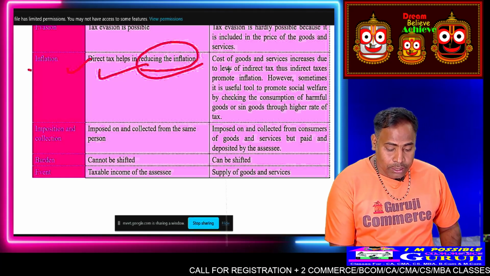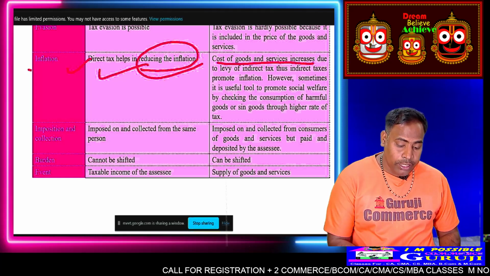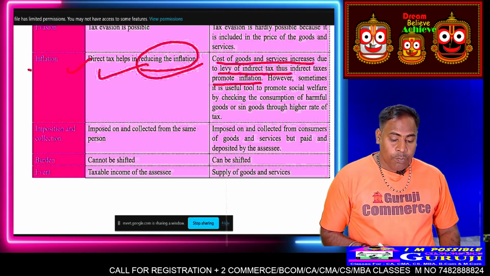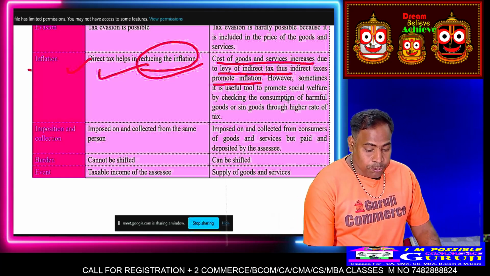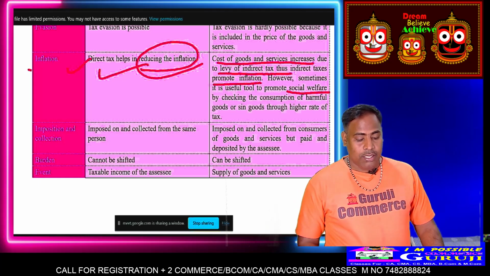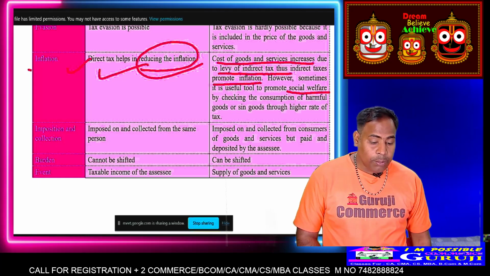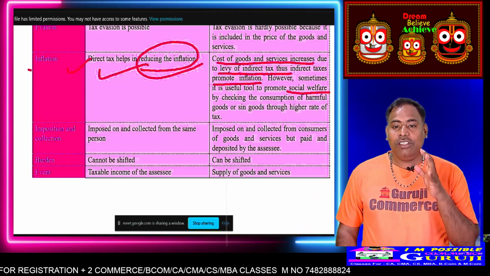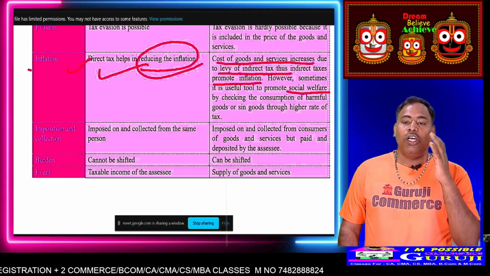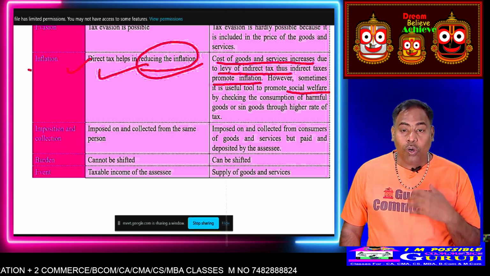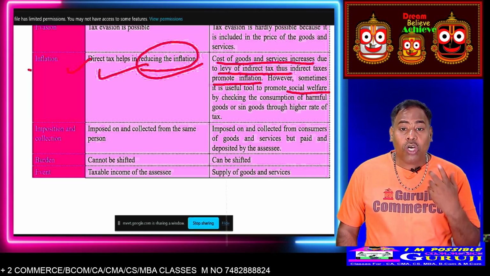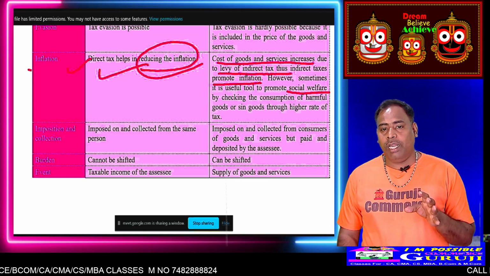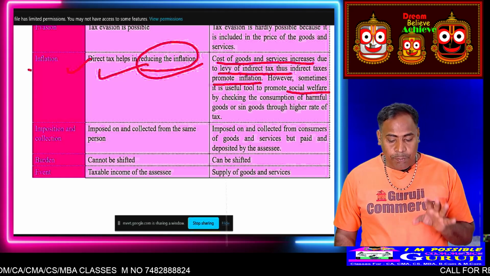Whereas with indirect tax, the cost of goods or services increases due to the levy of indirect tax, which prompts inflation. Sometimes it is a useful tool for social welfare. It means the cost of goods will increase due to the levy of indirect tax. If it is sold directly to the consumer, and no ITC, input tax credit, is available, then the cost of the product will increase. As I explained in the example yesterday.